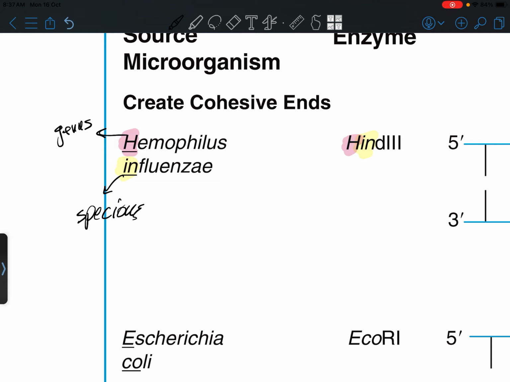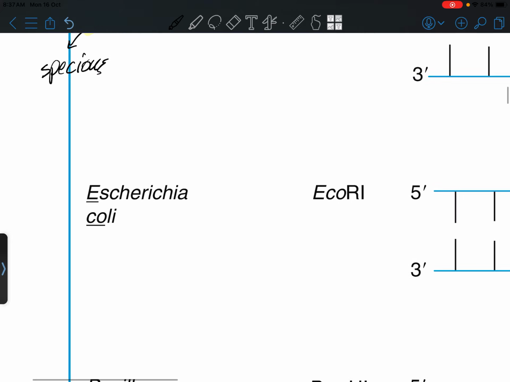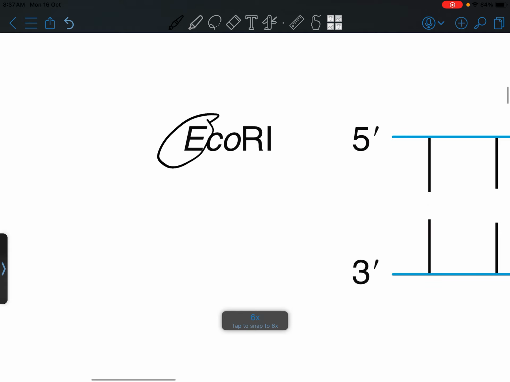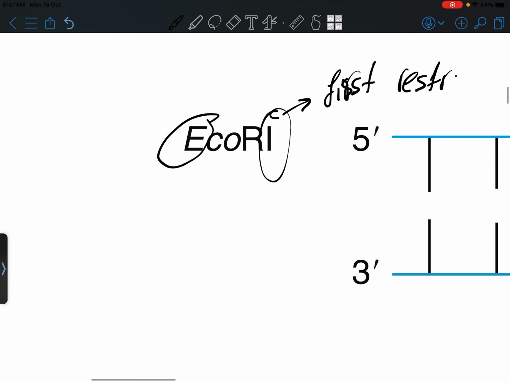Escherichia coli, E from Escherichia, from coli, R1 strain R. I, or 1, this is the first restriction enzyme discovered in what? In Escherichia coli. Number 3 means this is the third enzyme discovered in this bacteria. Okay?